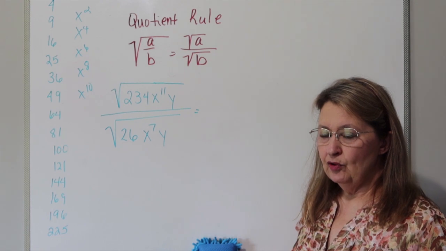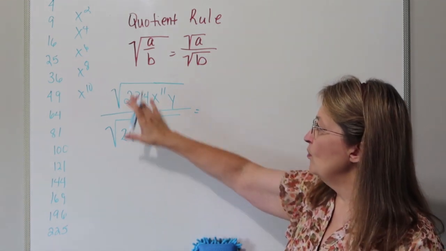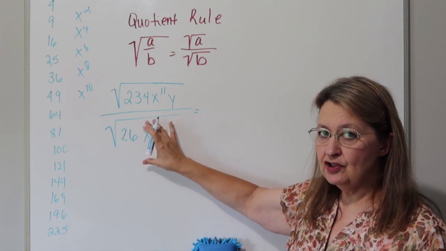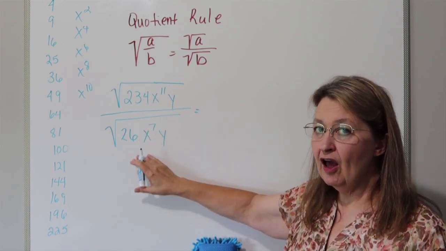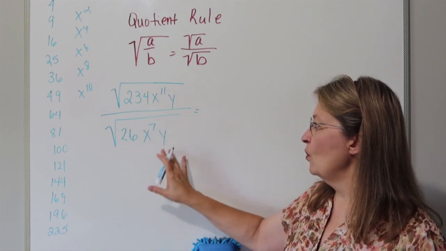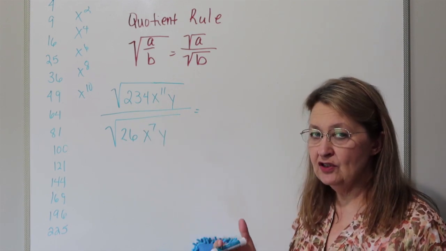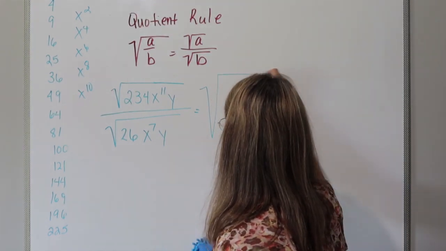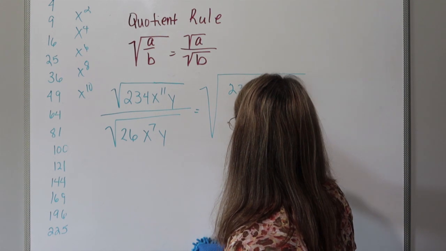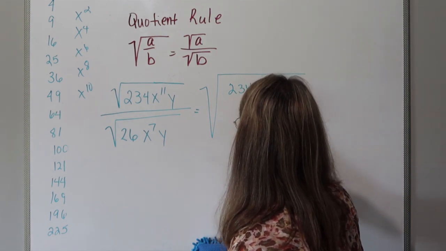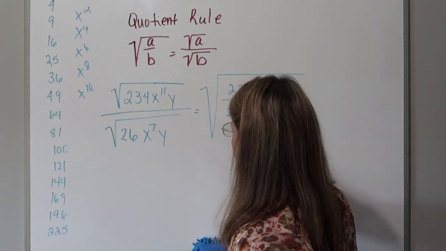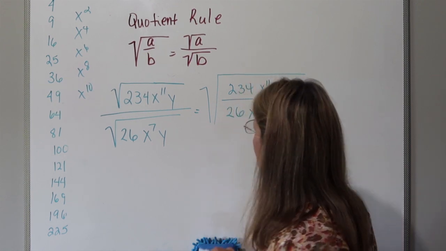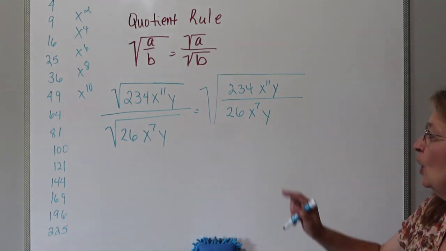Now let's use that quotient rule backwards. Instead of having one big radical sign with a fraction under it, I have a fraction with a radical in the numerator and the denominator. None of this is perfect squares, so it can't be reduced down. It's going to be a mess. So let's put it all under one radical sign first. So I'm going to have square root of 234 x to the 11th y over 26 x to the 7th y.